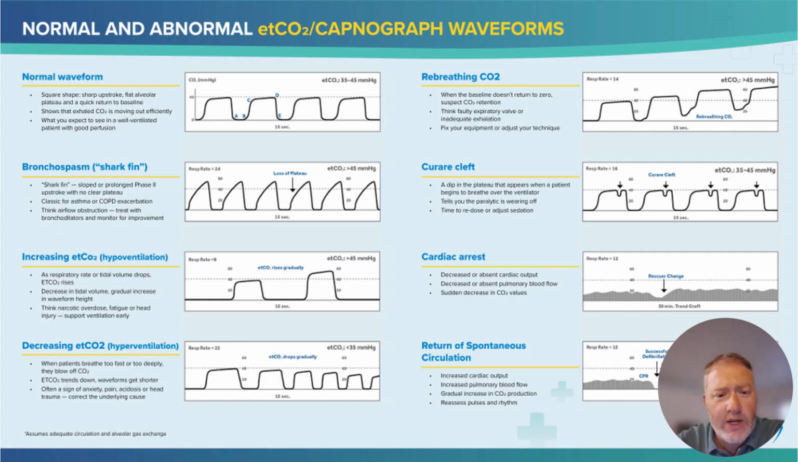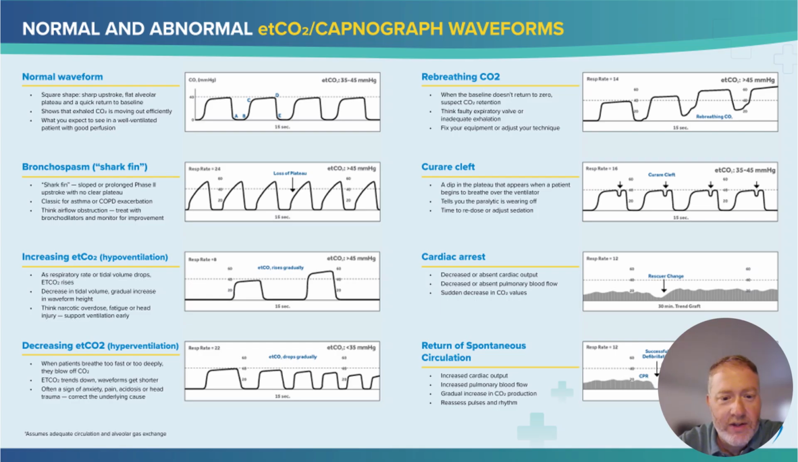I won't spend too much time on this, but it's worth looking at and maybe even printing out. Maybe I'll see if I can give you a printout of this, but better to put pictures with words. So normal waveform, as you can see, nice and square, nice and level, returns down to 0, and then your end tidal is right there at the D marking.